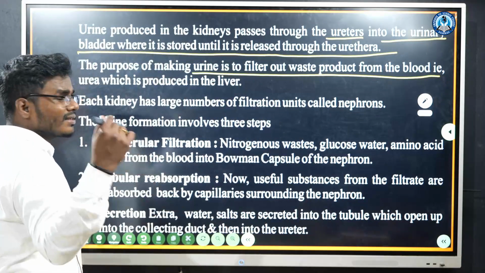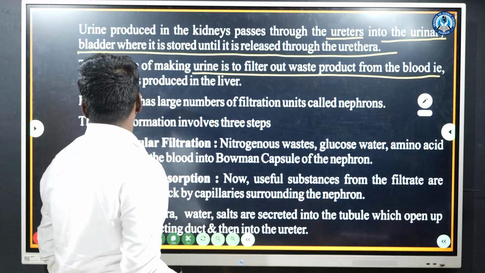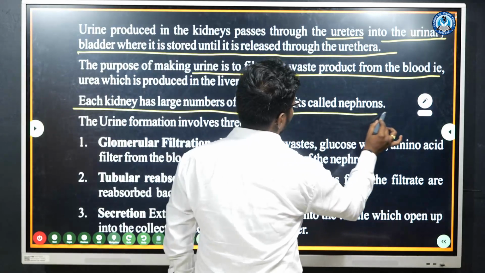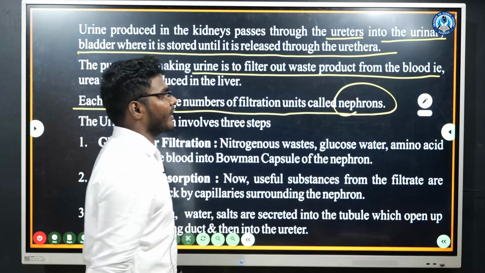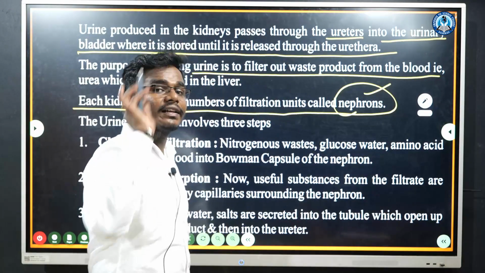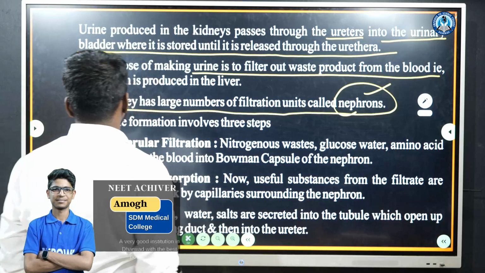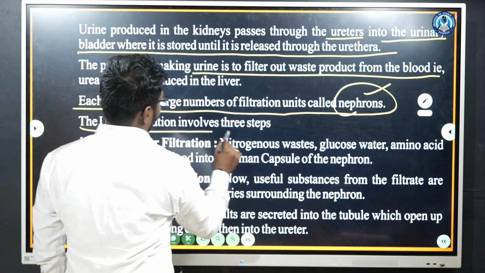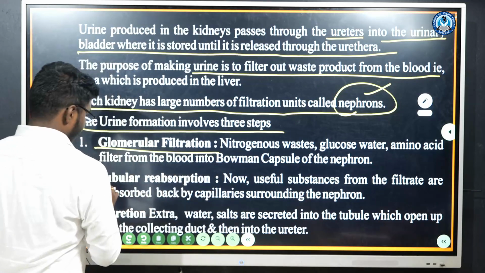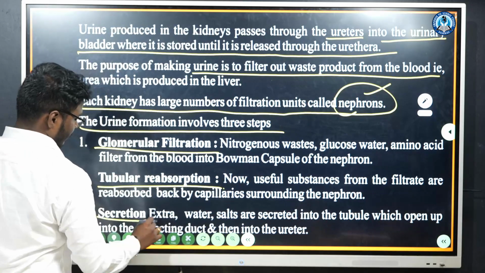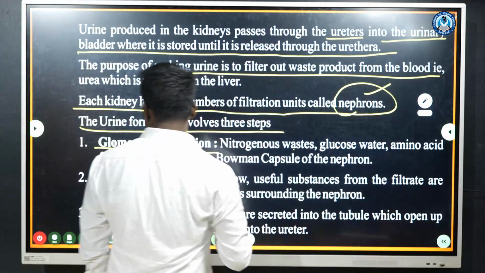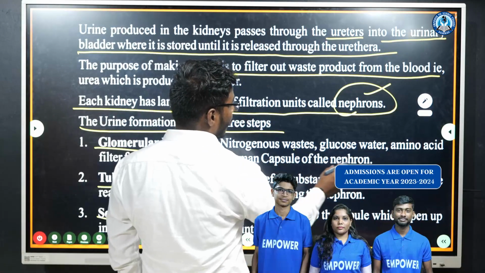So now, how does the kidney work? As I said, each kidney has a large number of filtration units called nephrons. My dear students, please keep this in mind: the filtration unit of the kidney is the nephron. Urine formation always occurs in 3 steps: glomerular filtration, tubular reabsorption, and secretion. Nitrogenous waste, glucose, water, and amino acids filter from the blood through the Bowman's capsule.